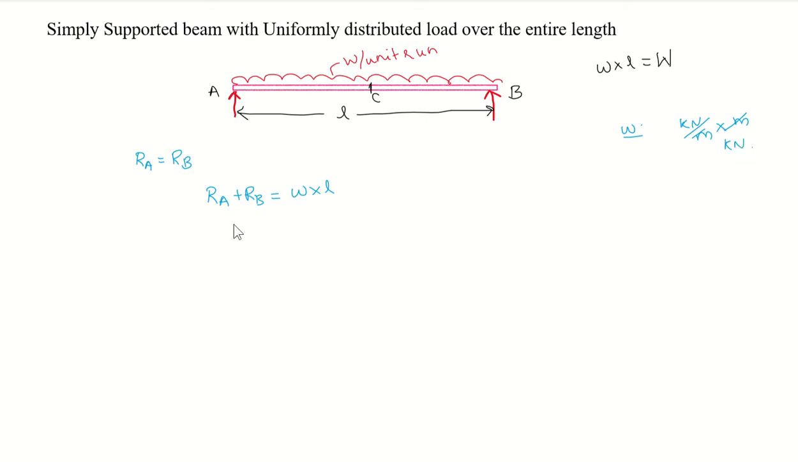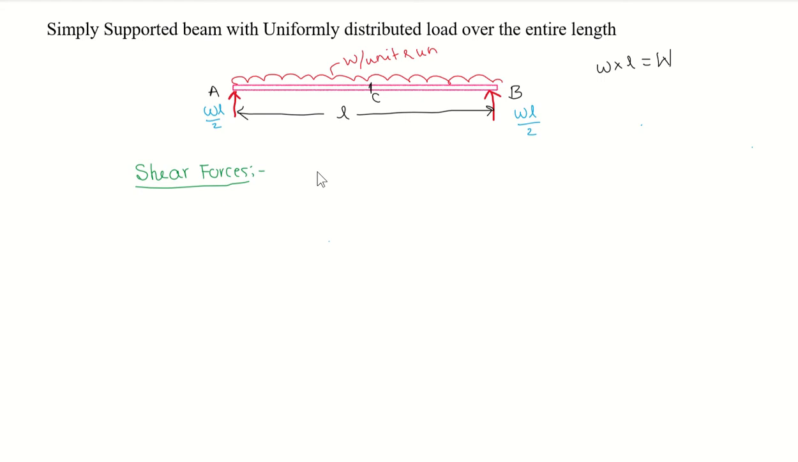So as I said, they will share the load equally, so Ra is equal to Rb is equal to WL by 2, half of the WL. So let me say this is WL by 2 and this is WL by 2. Okay, now let us try to find out shear forces.